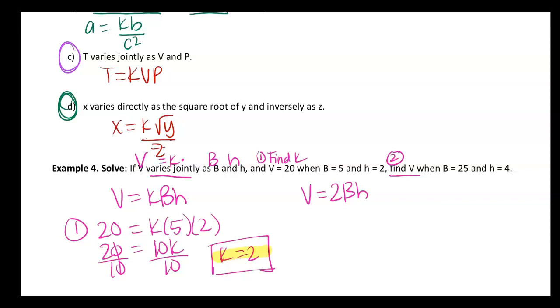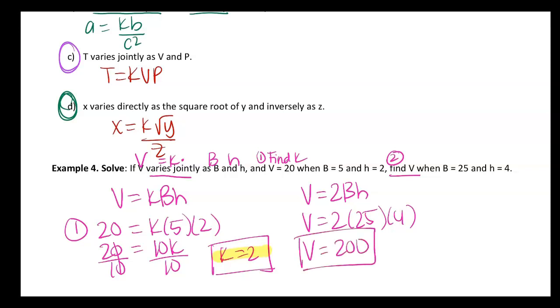And now I can actually find part 2. Part 2 says find V when B is 25, H is 4. Okay, well, we're just going to multiply. 25 times 2 is going to give me 50, and 50 times 4 is going to give me 200. That's my answer. That's all you're doing.